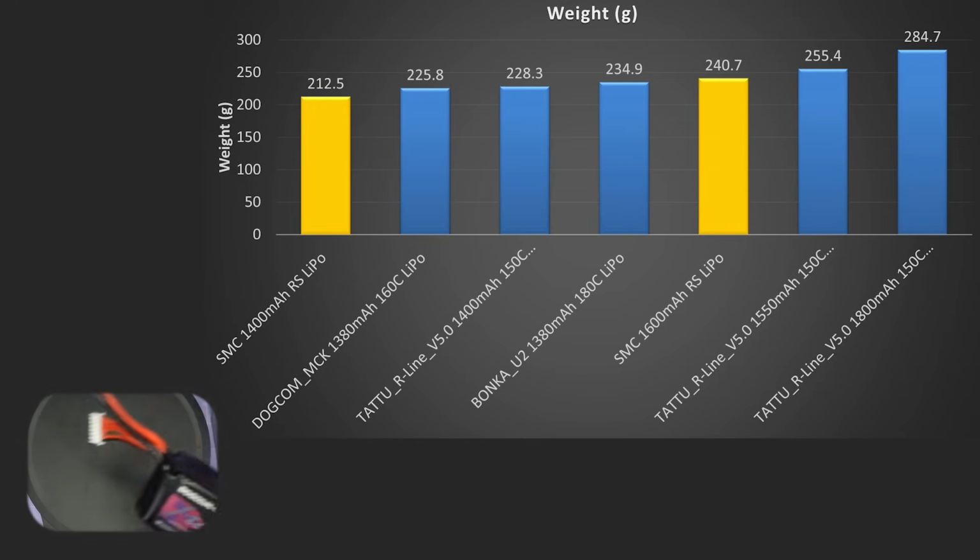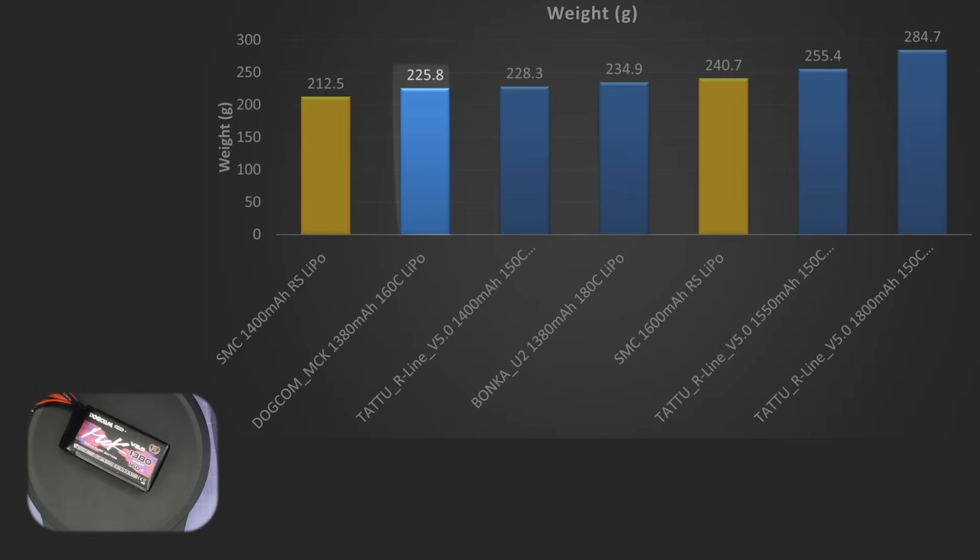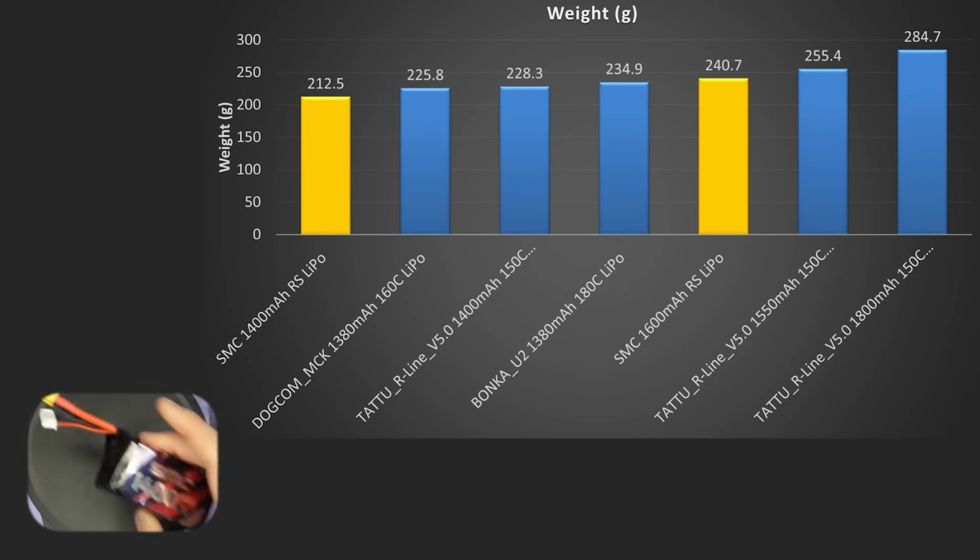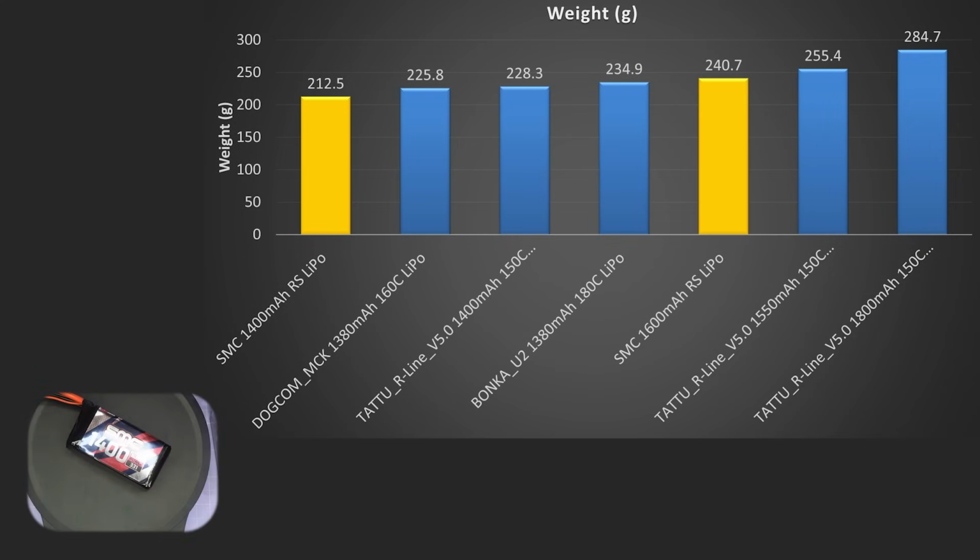The Dogcom MCK V2 1380, this is the best Dogcom pack I've ever tested, comes in at 225 grams, so pretty much the same as the Tattoo R-Line. The SMC 1400 comes in at 212.5 grams, so it's about 12 grams lighter than the R-Line and the Dogcom.